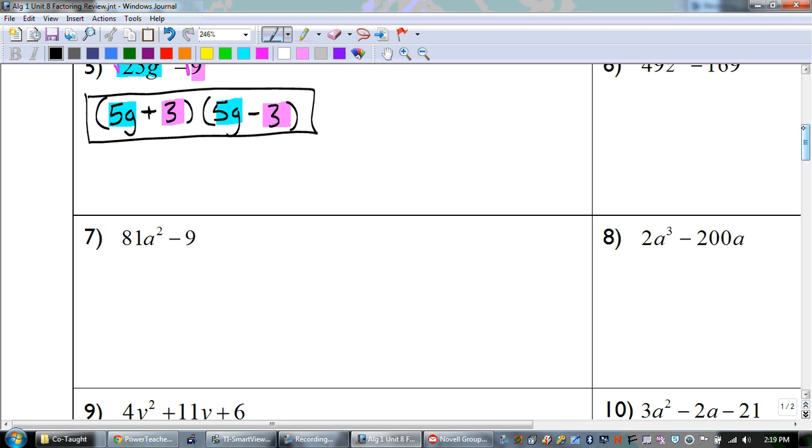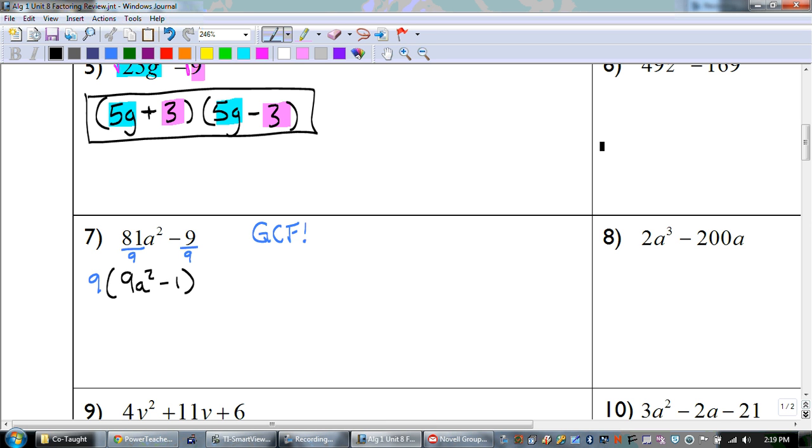Number 7. Okay? Now don't get super excited that it's a quadratic binomial with subtraction and that you can square root it, because the first rule is what? Check for a GCF. Okay? And I can take out a 9. The 9 comes out front, and we're left with 9a squared minus 1.